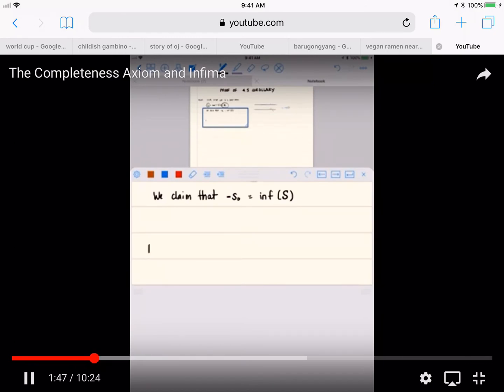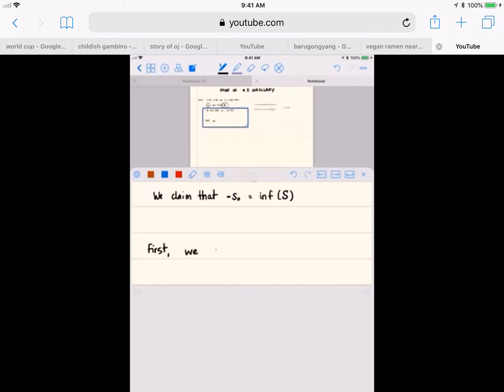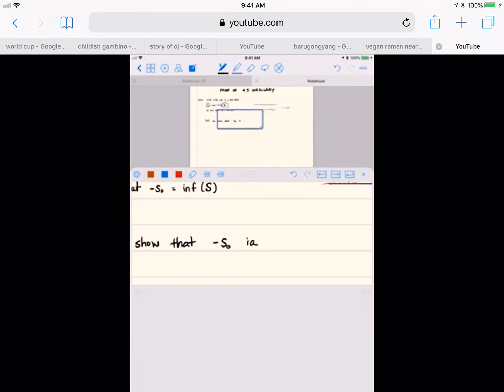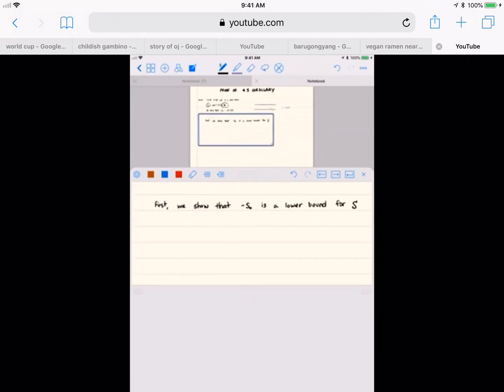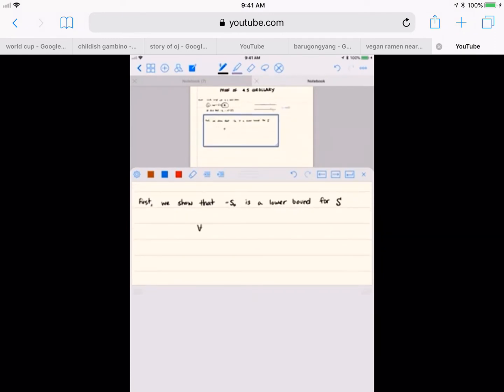So we claim that negative S naught is the infimum of S. In order to be the infimum of a set, you have to satisfy two properties. First property, you have to be a lower bound. And the second property is you have to be the largest lower bound. So first we're going to show that negative S naught is a lower bound of the set S. And what does it mean to be a lower bound? That means that any element in S is greater than or equal to negative S naught. So that's our goal. That's what we want to show.